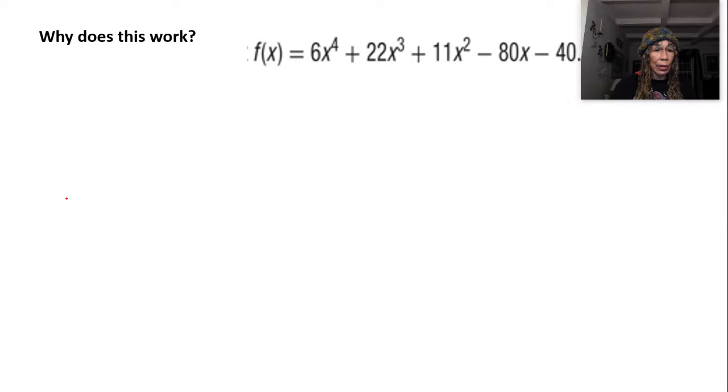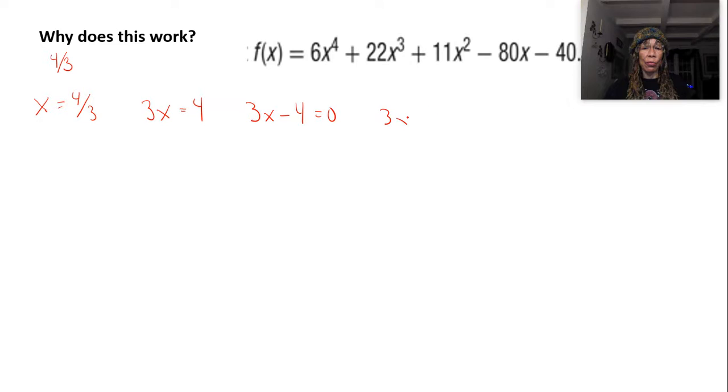And that's what all that says, and there's a reason for it. And here it goes. What they told us is that 4/3 is a zero of this polynomial, which means I could write x equals 4/3 when y equals 0. I could multiply both sides by 3 and say that 3x equals 4, and subtract 4 from both sides and say 3x minus 4 equals 0, or that 3x minus 4 is a factor of said polynomial.